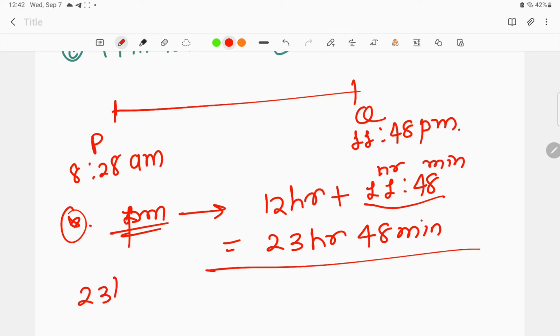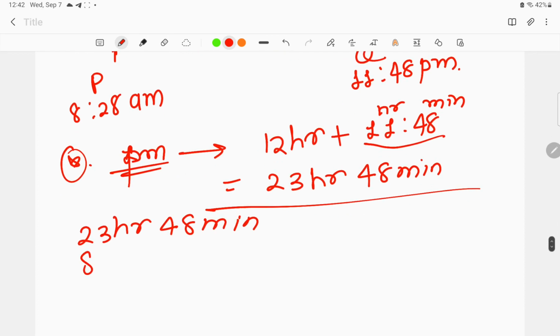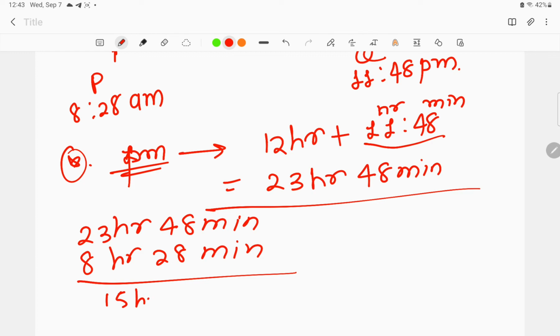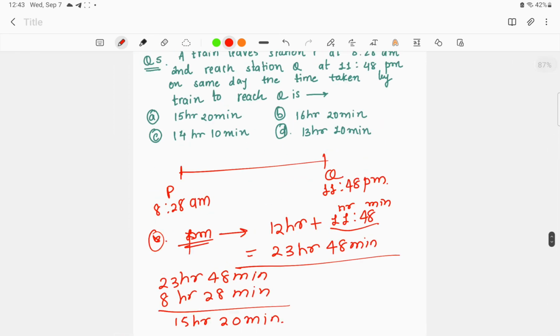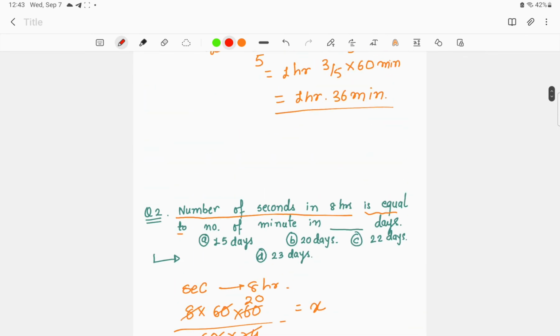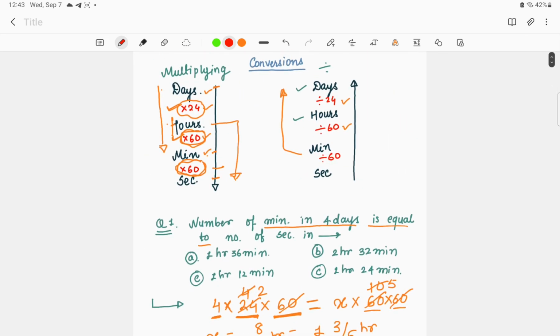So when we do 23 hours 48 minutes minus 8 hours 28 minutes, we will get the time required for the train to reach station Q from station P, that is 15 hours and 20 minutes. This is how the questions are solved in the examination, and such questions can be asked in the examination. So this was all about the PYQs and the questions about conversions, the time required to move from one station to another station.